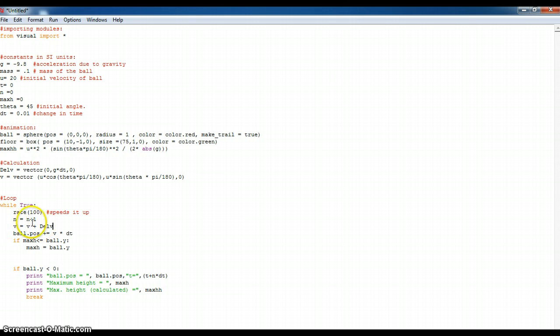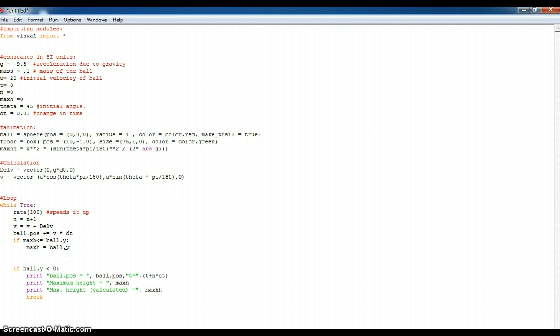It's just updating the velocity of the y component of projectile motion, and the ball position can be written as ball position plus velocity times change in time. What it is doing is just updating the position of the ball. As we know, the position goes on changing, so it's just updating the value.